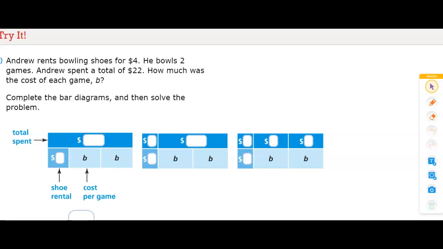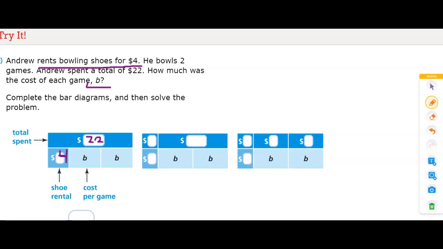So the total amount that was spent was $22. So that goes here, $22. And the cost of each game is represented by B. So that's why you see B in the bar diagram here and here. And then the shoe rental, we don't know how much. Let's see, Andrew rents bowling shoes for $4. So now we know in here is $4 for the shoe rental.